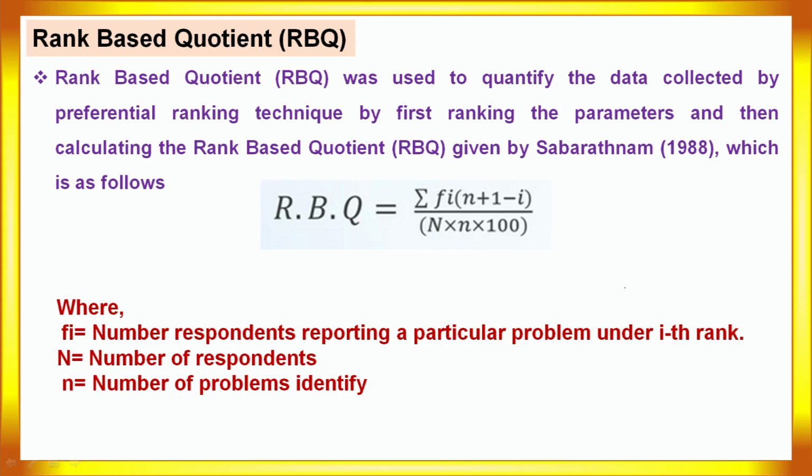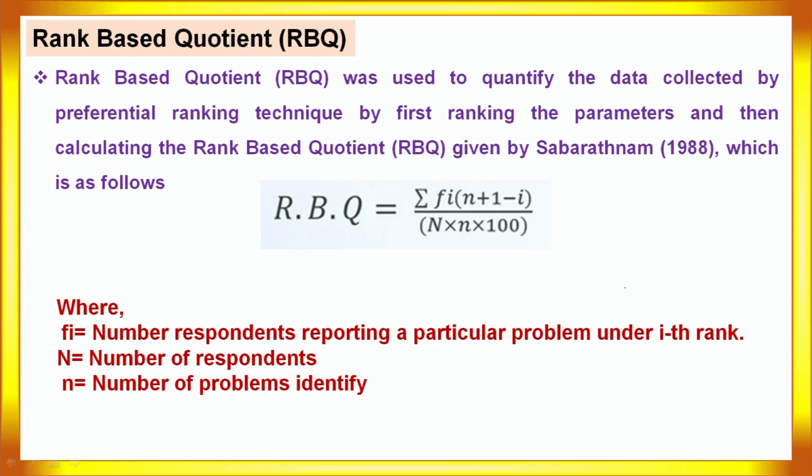Capital N is the number of respondents. In the previous example, 1000 was the number of respondents. Small n is the number of problems identified, so 8 problems were there. When you take the summation and divide it by small n into capital N into 100, you get the quotient position of a particular problem or item on which you are trying to find out.